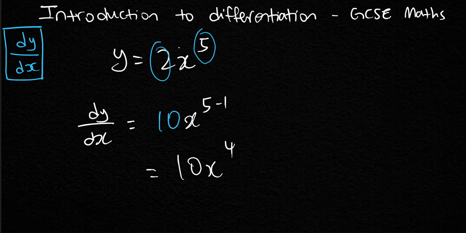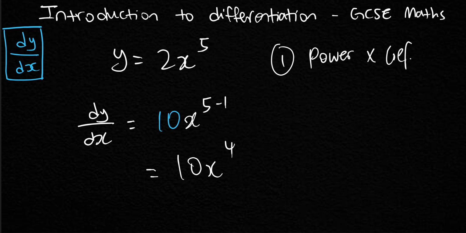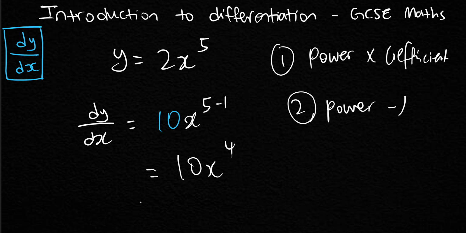What did I just do? The power multiplies with the coefficient, so 5 times 2 gives us 10, and then you minus 1 from the power. So 5 minus 1 gives us 4. So if I write this in step form, power multiplied by coefficient, and the power gets minus 1 taken off it.